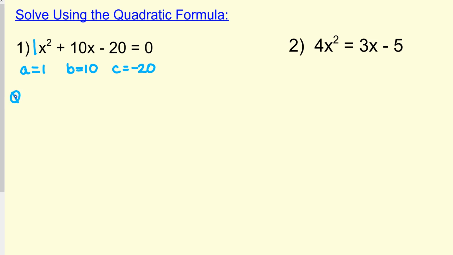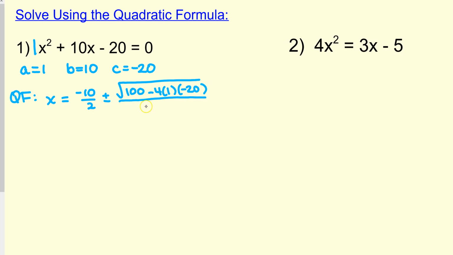So using the quadratic formula, we have x equals opposite of b over 2a, which would be negative 10 over 2, plus or minus the square root of b squared, 100, minus 4 times a, 1, times c, negative 20, over 2a, so over 2. Now we simplify. So we have x equals negative 5 plus or minus the square root of 180 over 2.